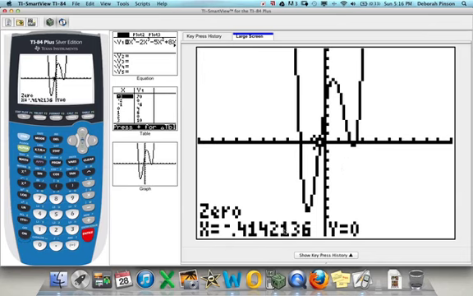And I'm going to be honest with you. If you put this right here as one of your answers, I'm going to count it as wrong as if you had left it blank. I want a simplified radical as an answer.